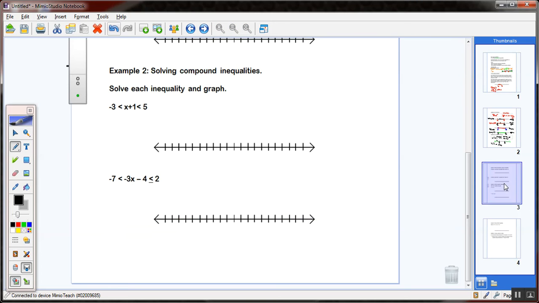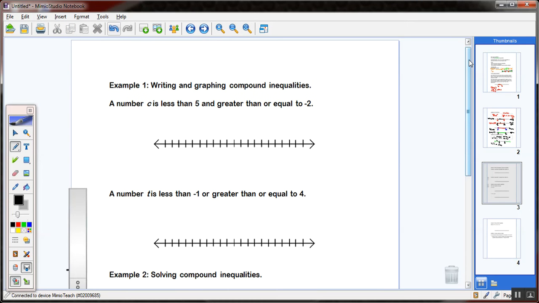Okay. Next page. So example 1, writing and graphing compound inequalities. Okay, first of all, we have to write these. It says a number C is less than 5.